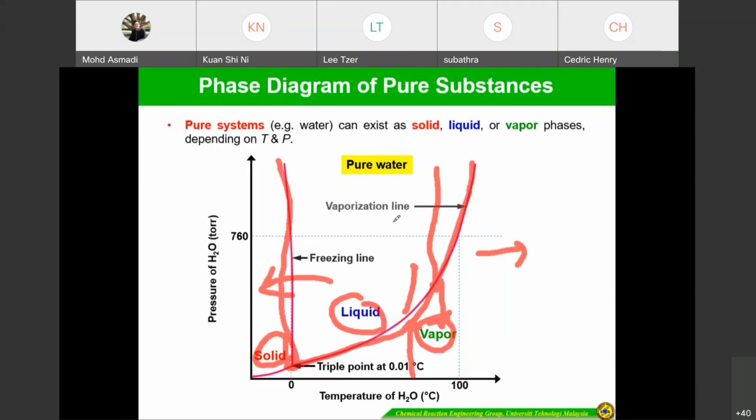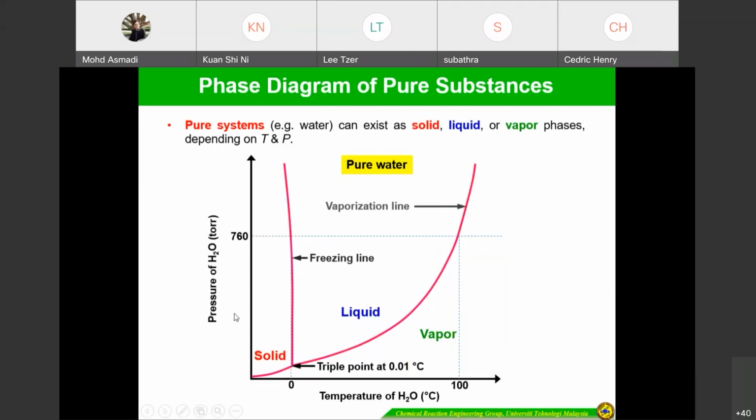This is presented in terms of temperature and pressure. This is only for water, and this is the critical point, I think. Critical point, pressure 760 torr, and 100 degrees C. This is the definition: three different phases coexist at the triple point. This one is solid and liquid, two phases, and this one is also two phases, liquid and vapor coexisting.